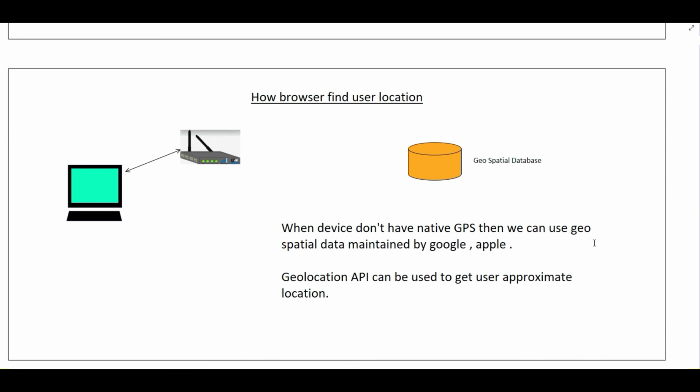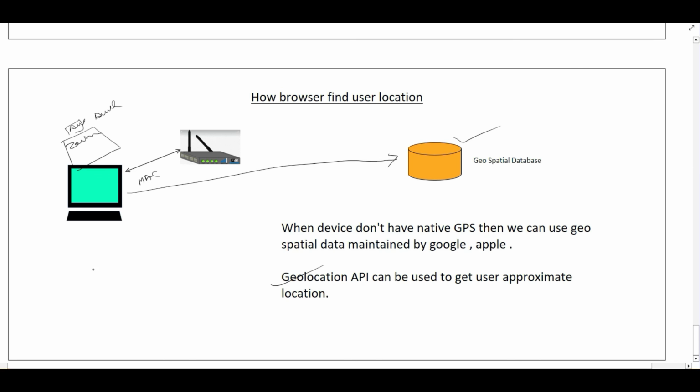Now let's see how the browser uses this geospatial database. Whenever our laptop is connected to Wi-Fi and we open an app like Zomato or Swiggy, it asks to allow the location. Whenever we say allow, it will send the MAC address of the Wi-Fi to the geospatial database. How does it go from the browser to the database? There is a geolocation API provided by Google that can be used to get the user location based on the geospatial data saved in the Google database.